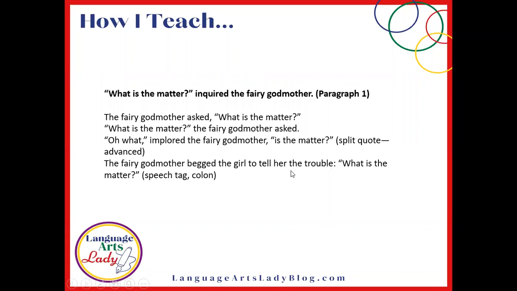When we use a colon for anything, not just a speech tag, but for anything, it has to follow a complete sentence, a CS as I teach. It has to follow a complete sentence. So the question we have to ask ourselves on this bottom one is, the fairy godmother begged the girl to tell her the trouble, colon. Can you put a period there instead? And can the sentence stand by itself? The fairy godmother begged the girl to tell her the trouble, period. The answer is yes. It is a CS.